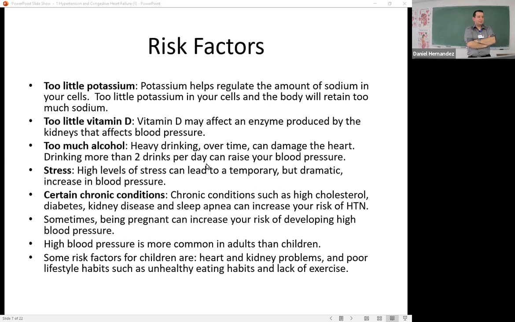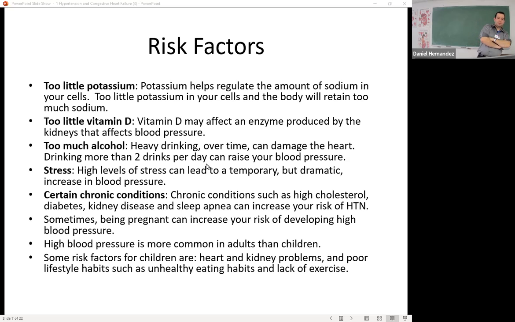Some additional risk factors could be too little potassium. Potassium helps to regulate the amount of sodium in your cells. Too little potassium in your cells, and the body will retain too much sodium. Too little vitamin D. Vitamin D may affect an enzyme produced by the kidneys, so this in turn has an effect on your blood pressure. Too much alcohol. Heavy drinking over time can damage the heart. Drinking more than 2 drinks per day can raise your blood pressure.